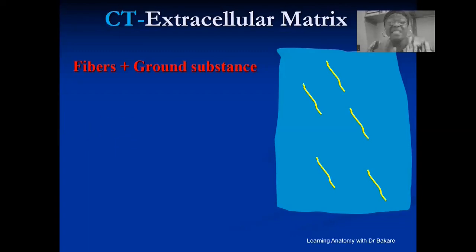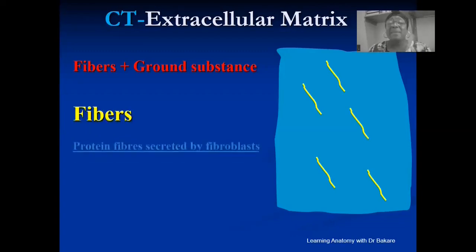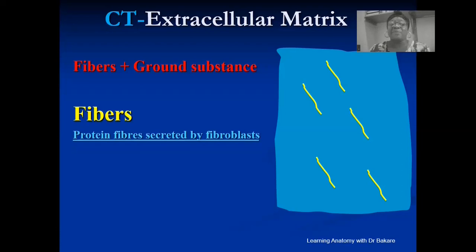So let's dive deep into the fibers. The fibers are produced by the fibroblasts. Remember when we tried to highlight the fixed cells of the connective tissue, we said the fibroblast is one of the fixed cells that are located within the connective tissue. And what they are responsible for is the secretion of fibers and also the ground substance. So basically, they are seen to provide the extracellular matrix of the connective tissue.